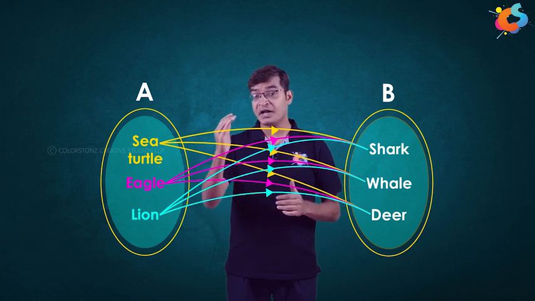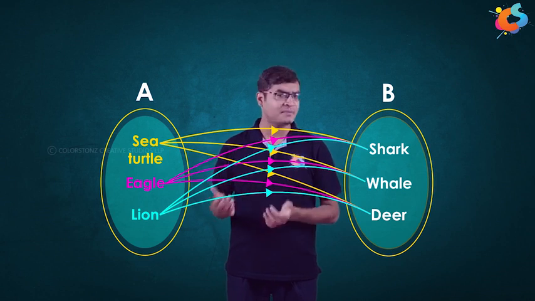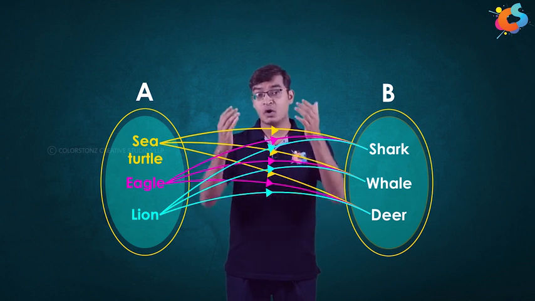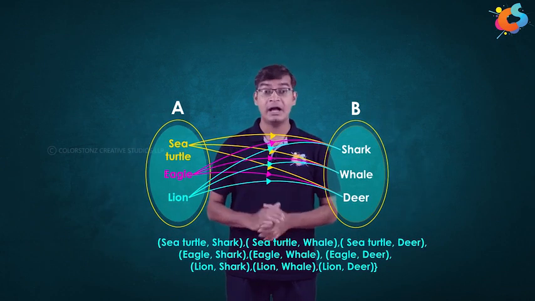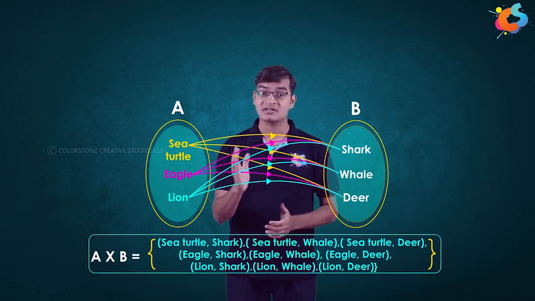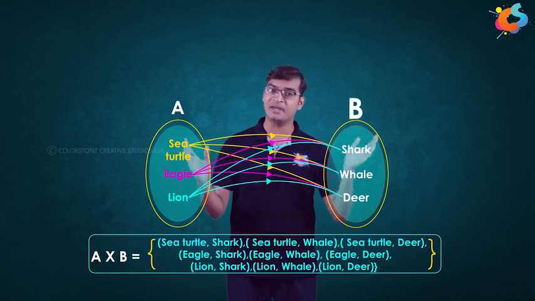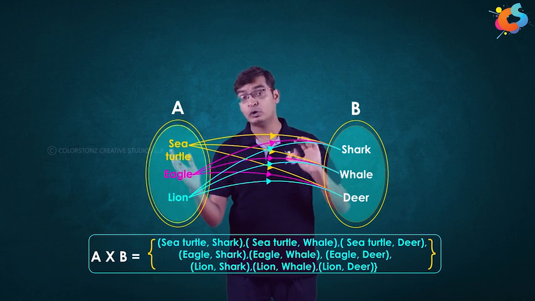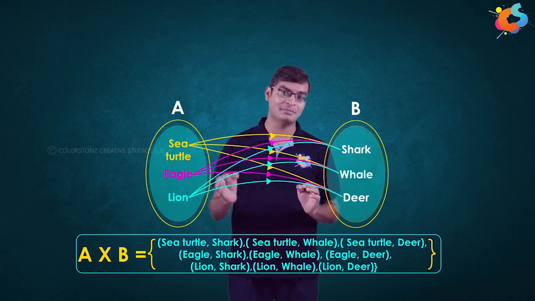Now, corresponding to each mapping that is there here, there will be an ordered pair. So, therefore, corresponding to all of these mappings, these are the ordered pairs. Now, if you write all of these ordered pairs in one set, that is called A cross B, because we are mapping from A to B, every element of A to every element of B. So, therefore, you write A cross B.